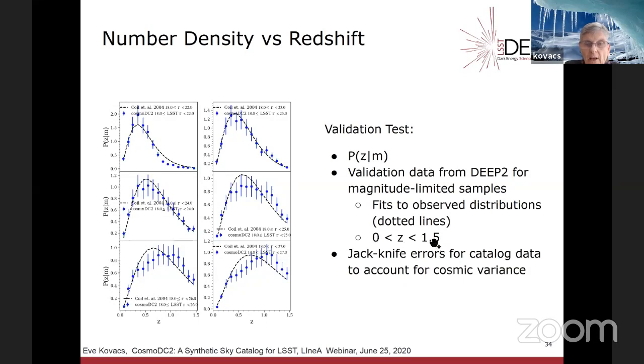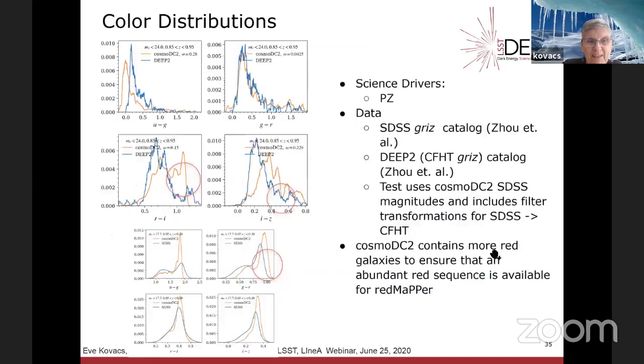And the range of validity of those fits is about out to redshift of 1.5. So we have pretty good validation. It's not perfect, but it's reasonable. It's acceptable, I would say. The Photo-Z group said it was acceptable, which is more important.